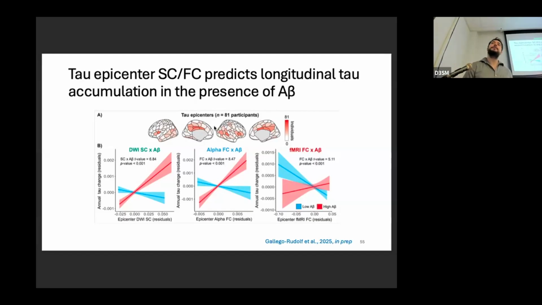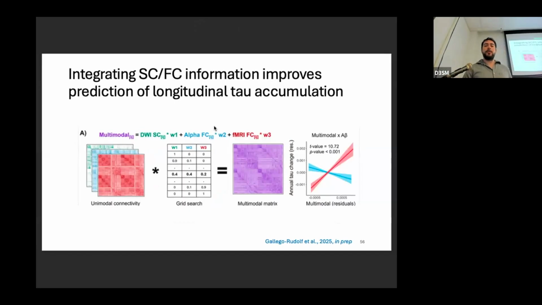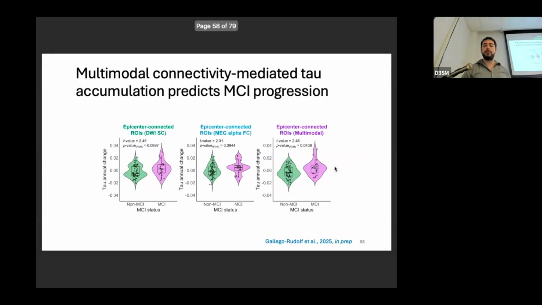Then we wanted to see whether integrating multimodal information can allow us to better predict longitudinal tau accumulation. So we did a weighted sum across the different connectivity modalities in order to generate a multimodal connectivity matrix. And what we found is that we see an even stronger association when we integrate structural and functional information, where we also see this interaction effect that individuals with high amyloid show higher tau accumulation.